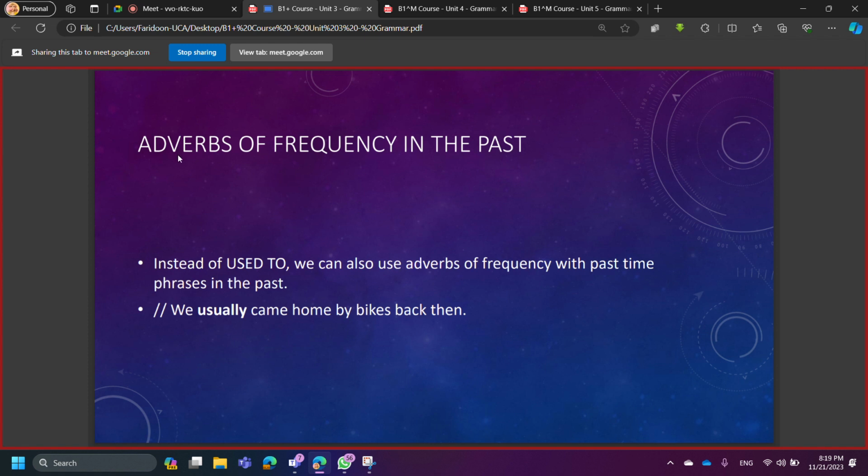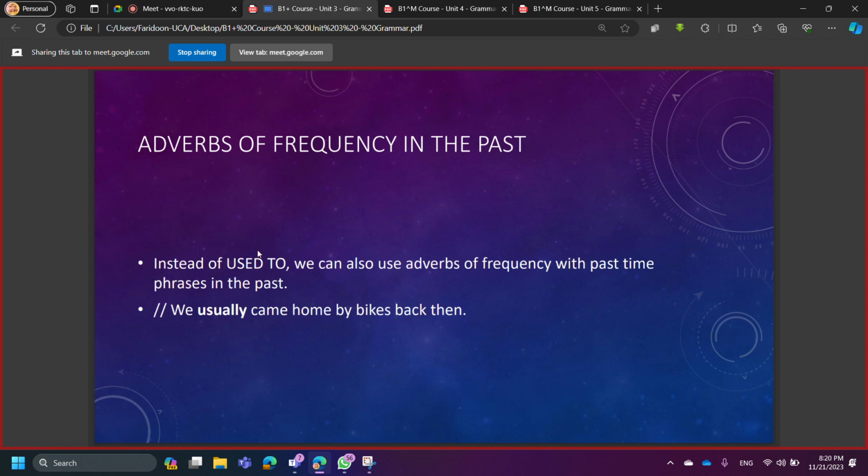Okay, but what about adverbs of frequency in the past? Now, this is something that is going to confuse some of you out there, because most people I know have actually been misinformed about this. They've learned that adverbs of frequency cannot be used in the past, and that is utterly wrong. That is entirely wrong. You can use adverbs of frequency in the past as well, okay?